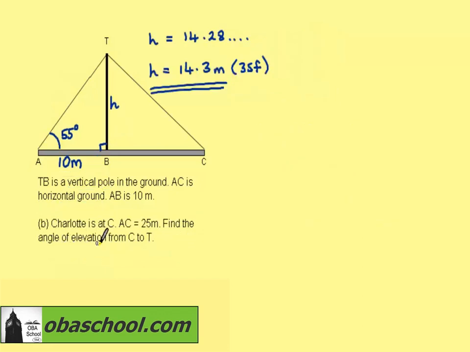We're now told that Charlotte is at C, which is this point here. AC is 25 meters, so this entire distance is 25 meters, and since this is 10 meters, it follows that BC is 15 meters. We want to find the angle of elevation from C to T, which means we want to find this angle just here.